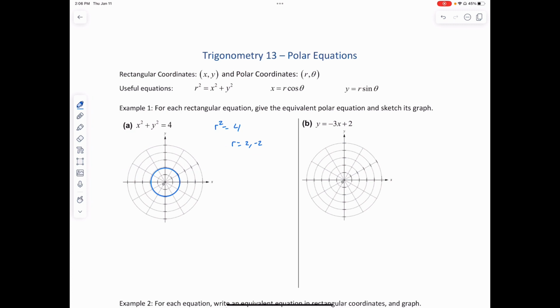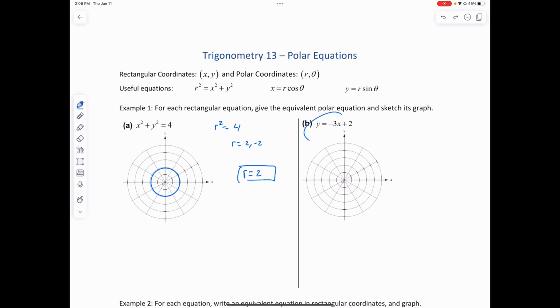So we get a circle of radius 2, which is the same thing with negative 2, because having a constant radius of negative 2 just means you're going in the opposite direction, but you're still really getting the same circle. So you can write it either way. Usually we'll go with a positive radius, and this is what the graph looks like.